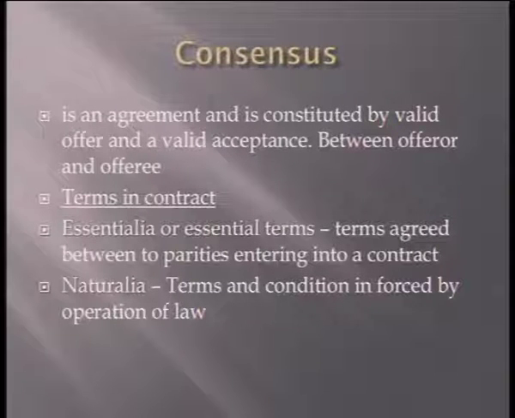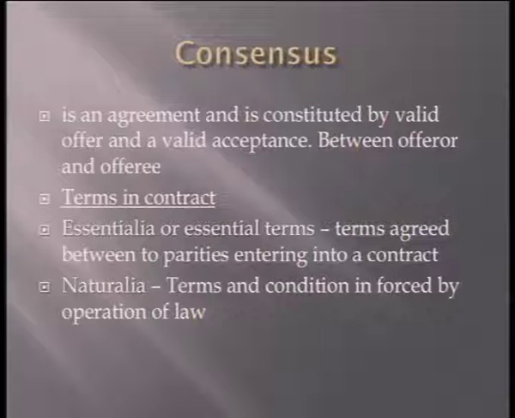Terms in a contract. There are some terms in a contract. There is what you call essentialia, or essential terms. These are the terms agreed between two parties entering into a contract. Let me say, when you are entering a contract to buy my house or my car, we agree on a price. If it's a house, when buying a property, there's a transferring of the property and the registration of the property. We have already agreed on the transferring date, the registration date, and the purchase price.